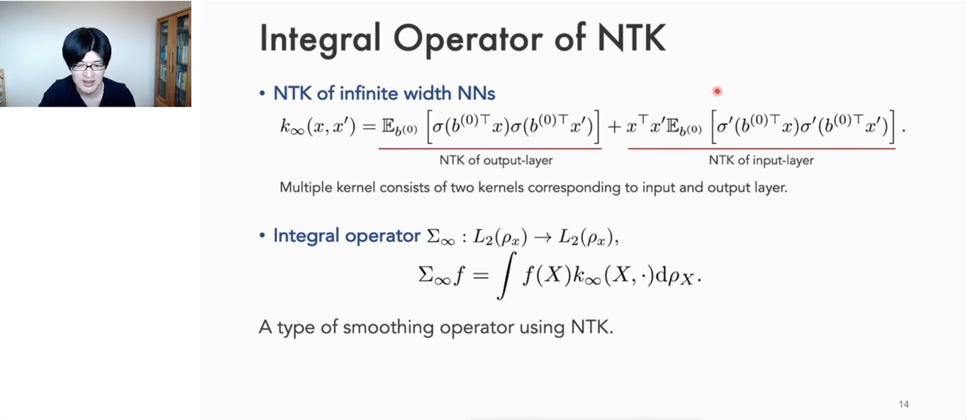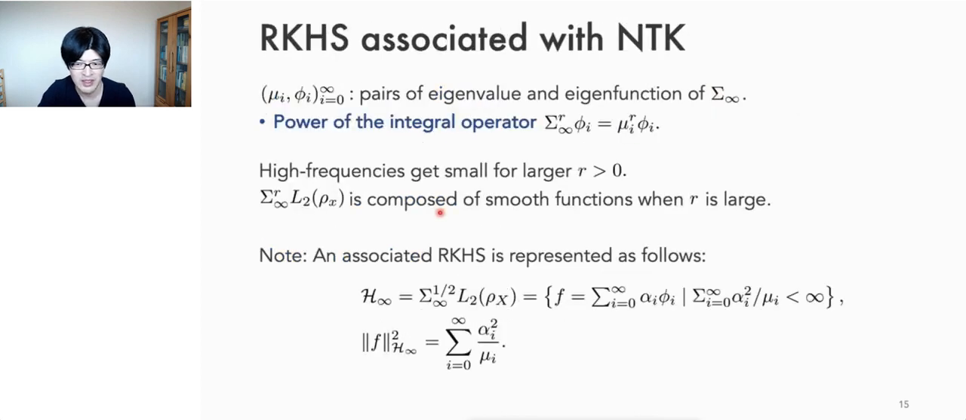Moreover, we note that the operator is a type of smoothing of f, because the function value of Sigma f is simply a weighted sum of f using the kernel K infinity. Let mu_i and phi_i be a pair of eigenvalue and eigenfunction of the integral operator, and mu_i is sorted in decreasing order. Then the power of the integral operator along the basis is defined like this. This power is naturally extended to the entire L2 space by taking a linear expansion of this.